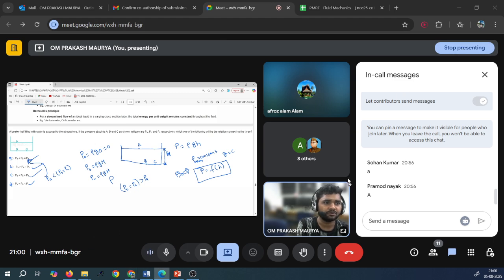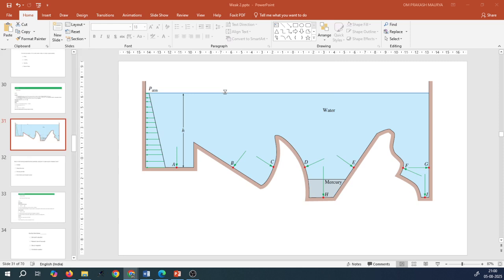Initially, what you will do, for everyone, I want to show you one. Stop presenting. Okay, for you guys, let me share this screen, the Chrome browser. Yes, it's visible now, sir.